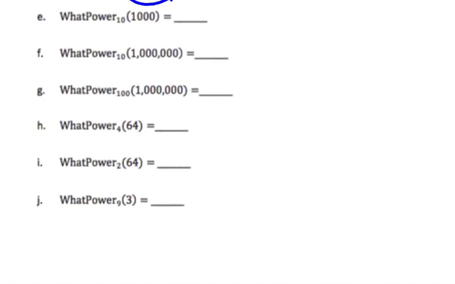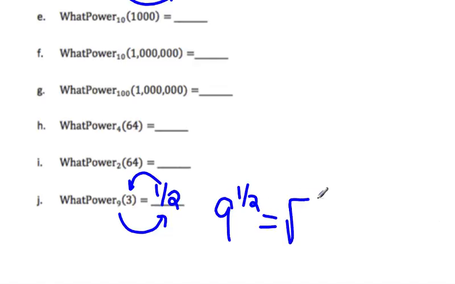I wanted to take a look at J for a minute. We need to think 9 to what power gives us 3? And notice this one went smaller. So let's think this through. 9 squared is 81, so obviously that's way too big. 9 to the first power is 9, so that's still too big. So our answer has to be less than 1. 9 to the 0 just gives us 1. That's no help. What about 1/2? 9 to the 1/2? Because remember, 9 to the 1/2 power is the same thing as the square root of 9, and that is in fact 3.